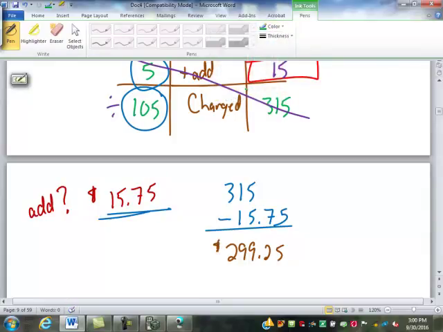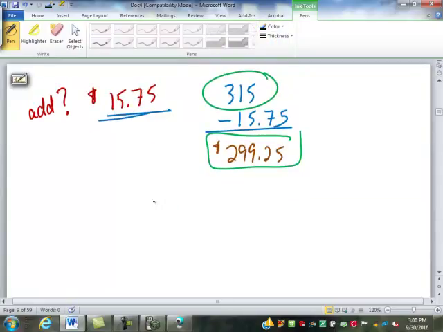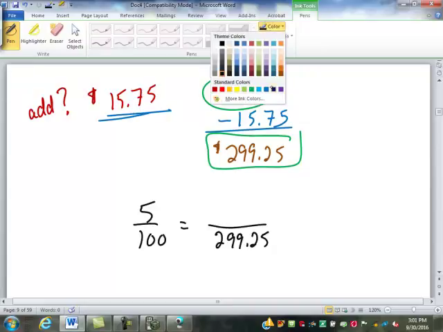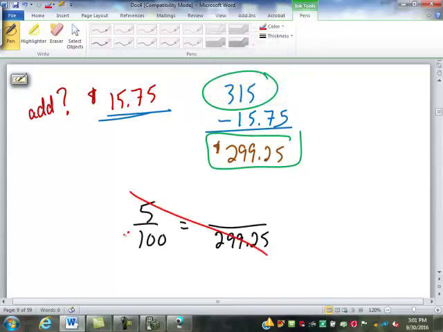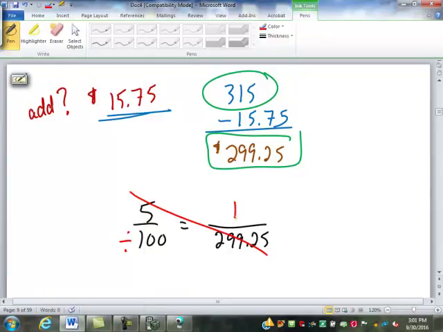Now let's reverse this. If we add 5% to $299.25, do we get back to the $315 that he charged? Let's try it. 5% of $299.25. Well, if we cross multiply and divide, $299.25 times 5 divided by 100, $14.96.